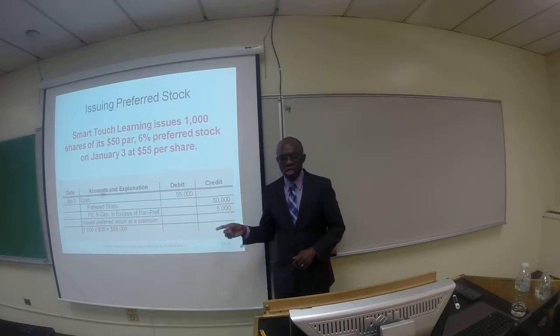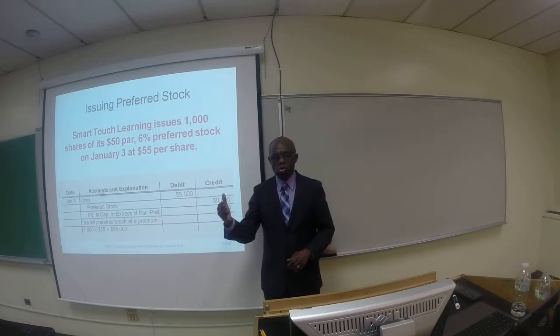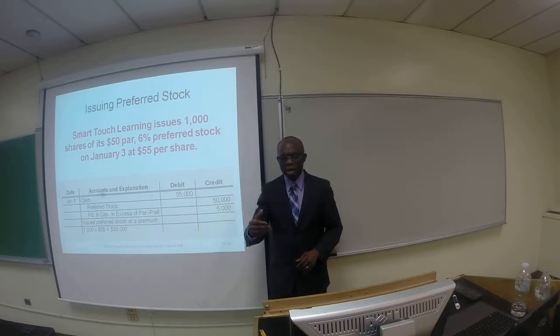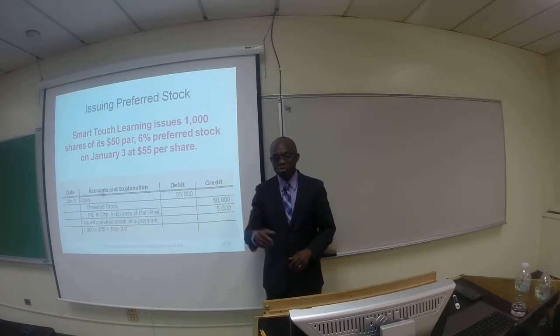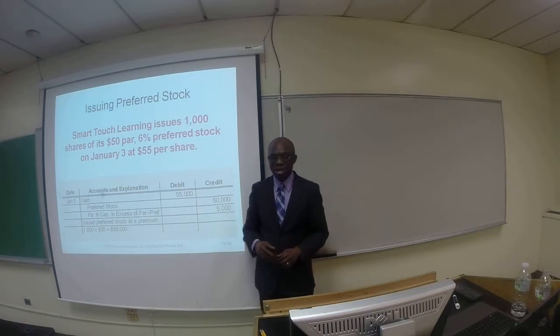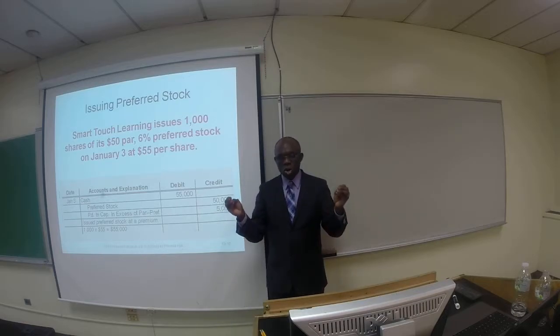In this case, that's what happened. The company issued or sold 1,000 shares of its $50 par, in other words, the par value is $50, 6% preferred stock on January 3rd at $55 per share. So, how much did they sell it for?